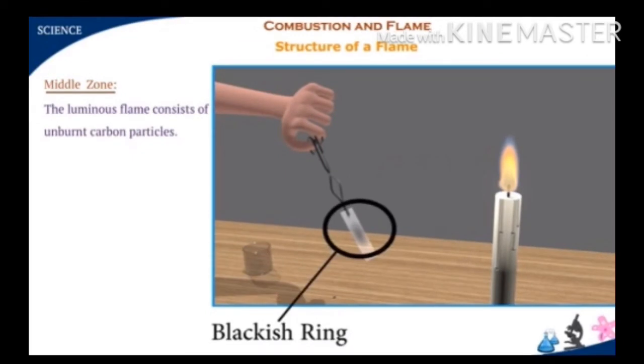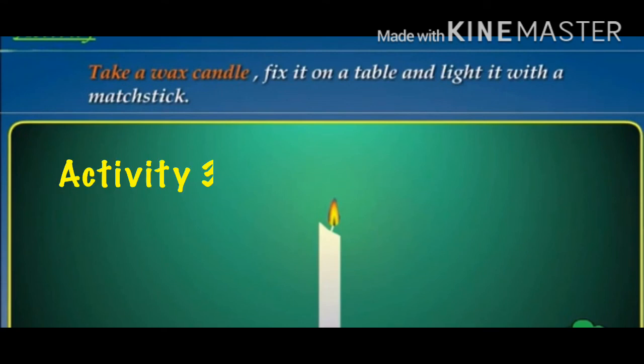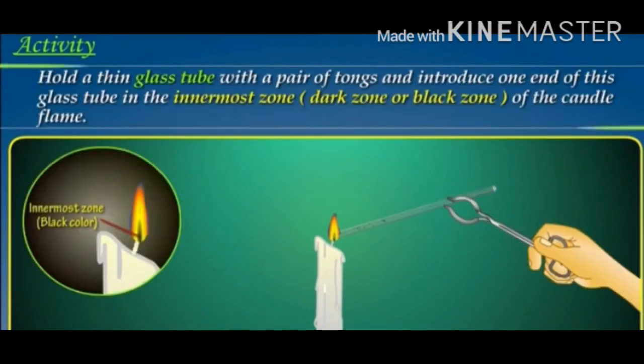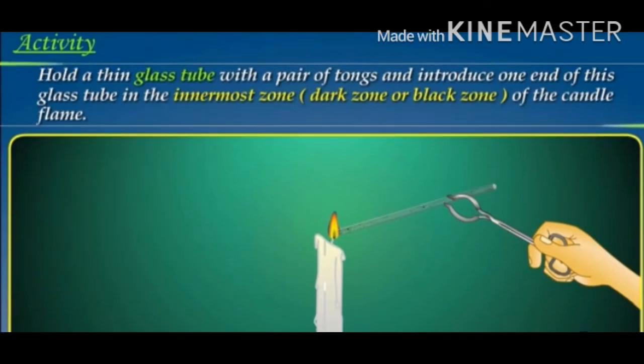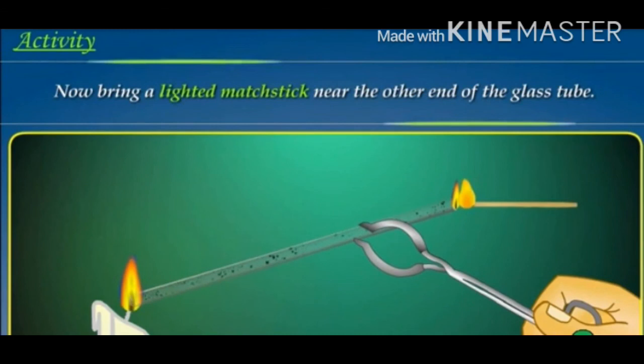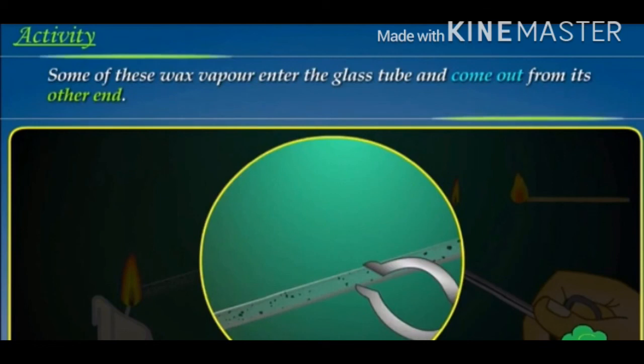Now we are going to do the last activity. For doing this activity, we need to take a narrow glass tube, hold it with a pair of tongs and introduce one of its ends in the dark zone of the flame. Now bring a lighted matchstick near the other end of the tube. Do you see a flame at this end? Yes, isn't it? We can see a flame at this end of the glass tube.